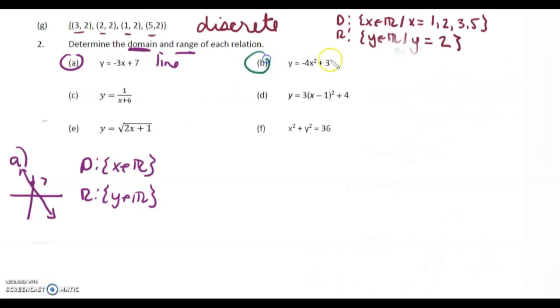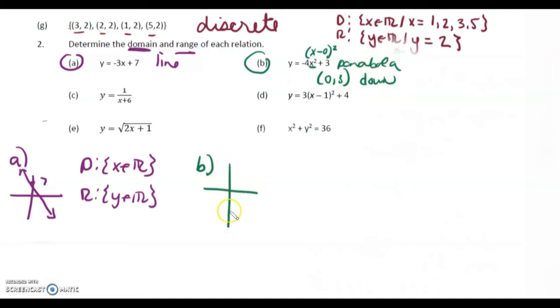Okay, B. So we have y equals negative 4x squared plus 3. This is a parabola. Technically this is in vertex form, because if you took that as x minus 0 squared, the x minus 0 just simplifies to x squared. So essentially the vertex is (0, 3), and this opens down. If you did want to graph this, (0, 3), and it opens down like this, okay?